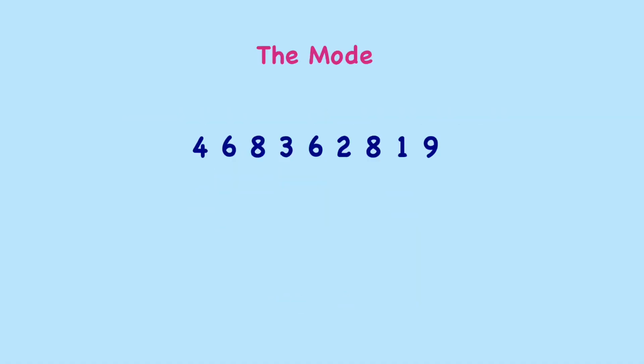Let's have a look at another example. So remember, the mode is the most common. So we have a 6 and another 6, but we also have an 8 and another 8. So in this example, we have 2 modes, which is allowed. So our 2 modes are 6 and 8.